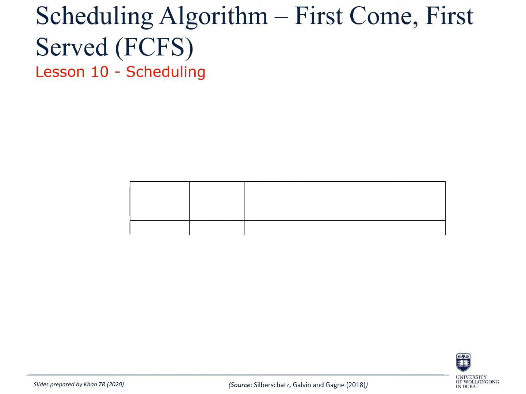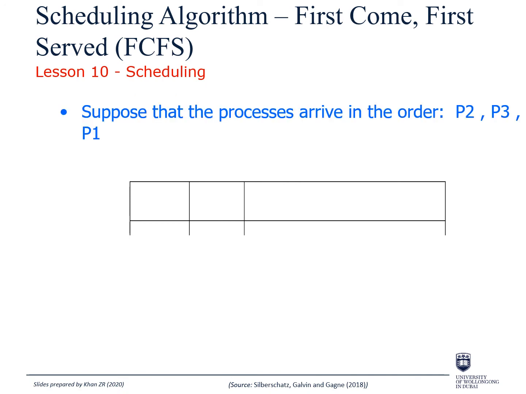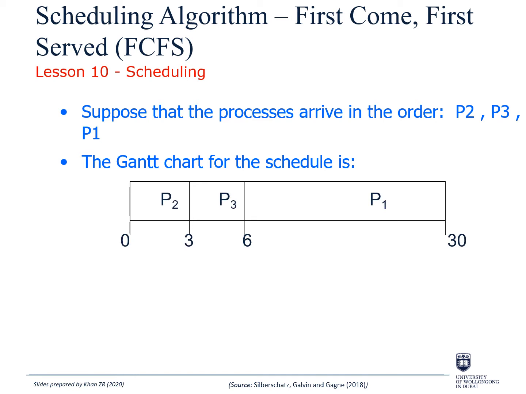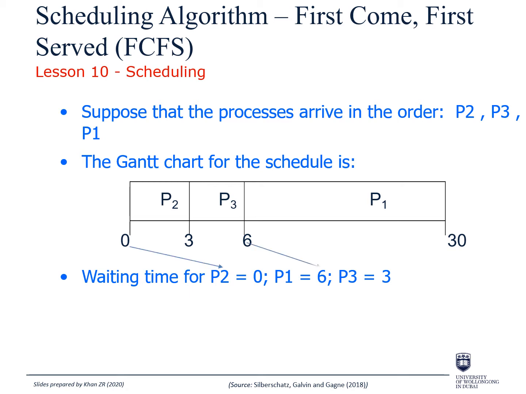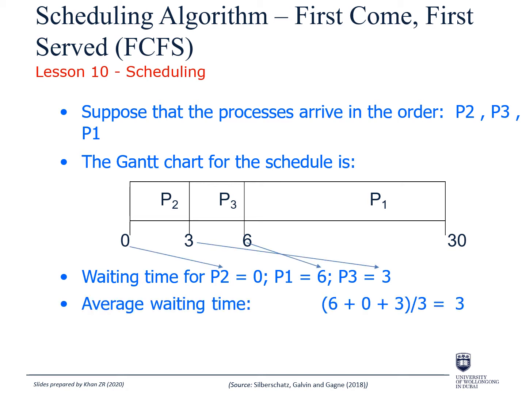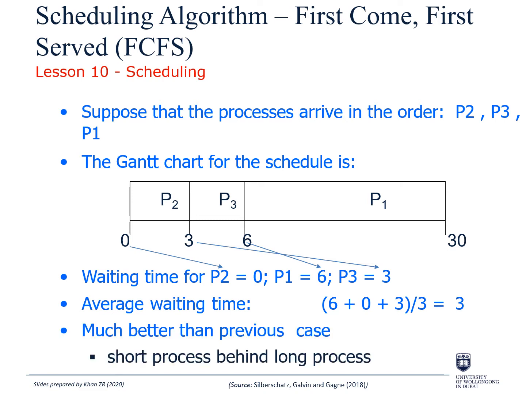Looking at the same example, suppose that the processes arrive in this order: P2, P3, and P1. Then your Gantt chart is going to look slightly different, like this. Then your waiting time becomes so, and the average waiting time as calculated becomes 3. The next slide gives you this demonstration.